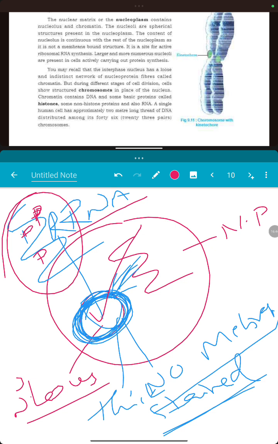Ribosomal RNA is produced in large amounts, and more nucleoli are present in cells that are actively carrying out protein synthesis. So which cell will have more protein synthesis? Its nucleolus will be larger. You may recall that the interphase nucleus has a loose and distinct network of nucleoprotein fibers.